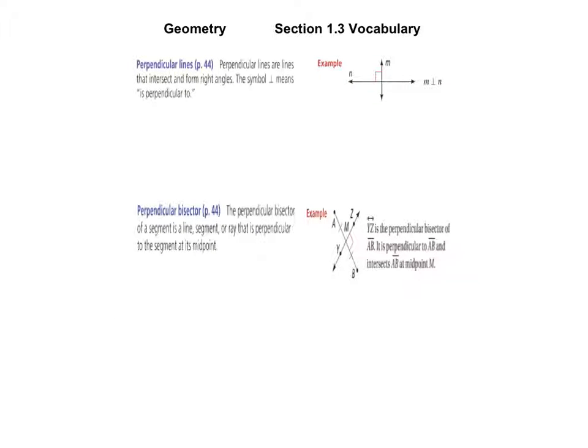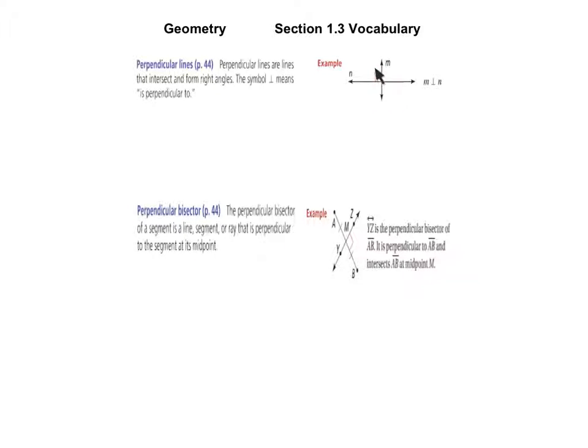I told you there was going to be a couple words here that we're going to add into section 1.3. These are in your packet as well, but these come from a different section. Perpendicular lines. This is something that we're going to look at a lot. We're going to use a lot throughout the year. Perpendicular lines are lines that intersect to form right angles. So two lines that cross and they form a right angle.